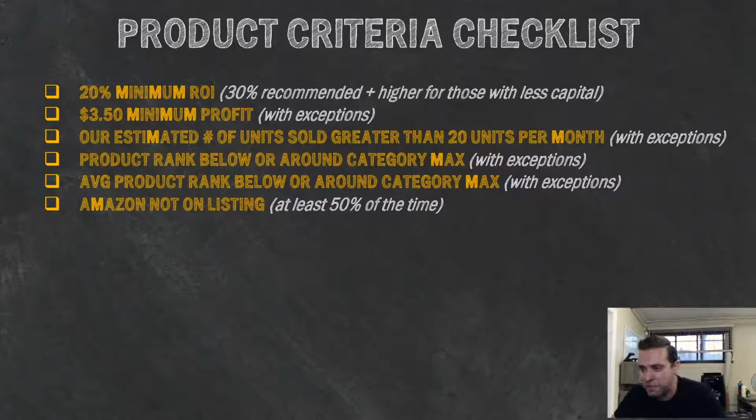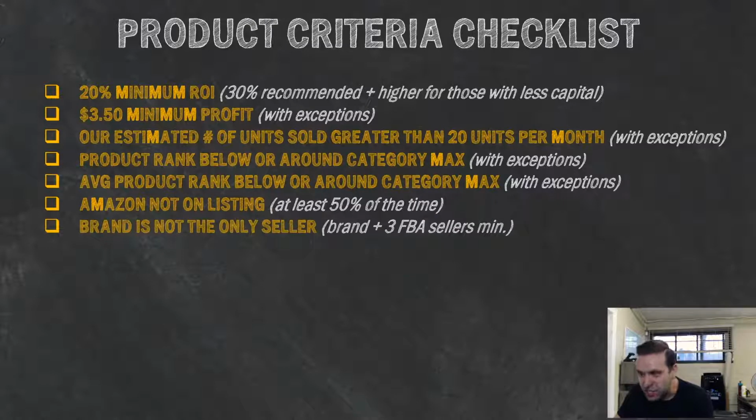But if you see some Amazon history on the listing, a good place to start is make sure they are not on the listing at least 50% of the time. Next, the brand should not be the only seller on the listing. It should be the brand plus 3 FBA sellers minimum. It can be 2 FBA sellers minimum, but definitely avoid products where the brand is the only seller, and that'll hopefully prevent you from getting in trouble.